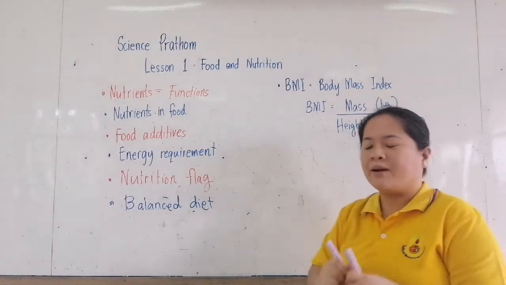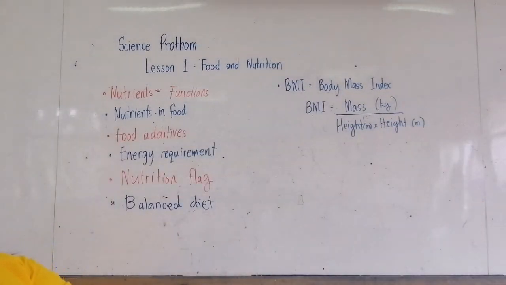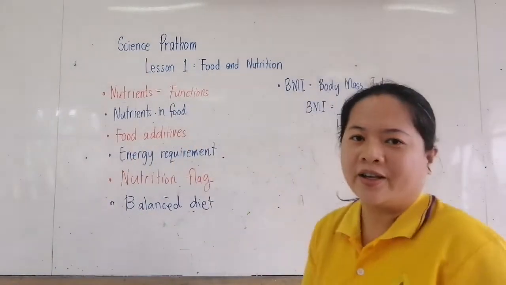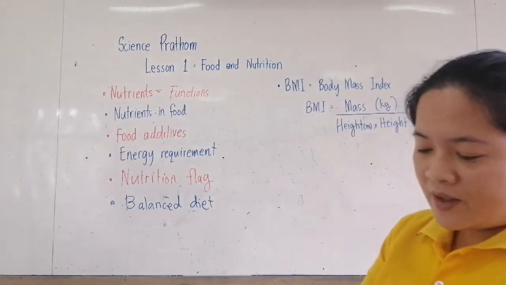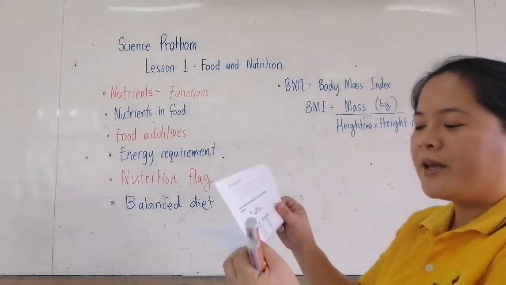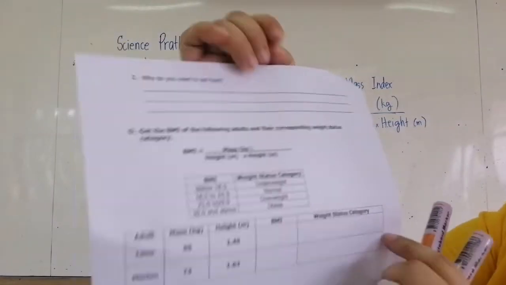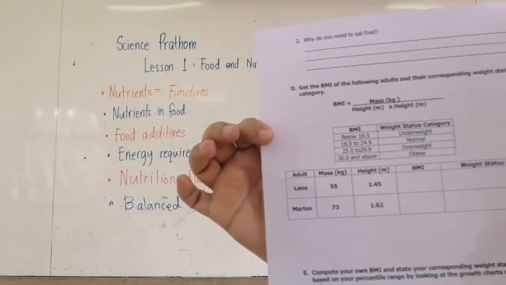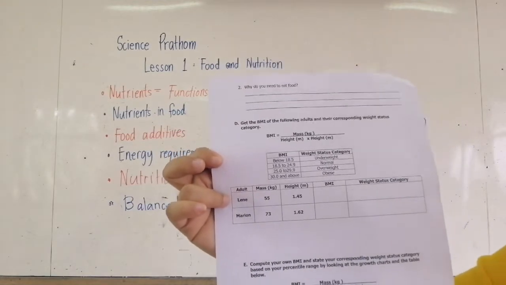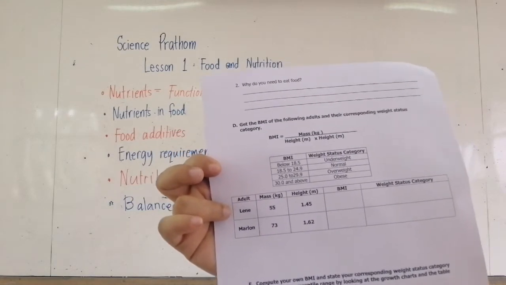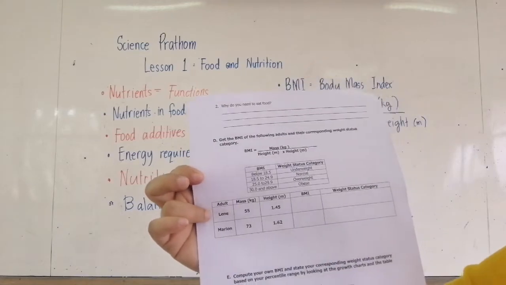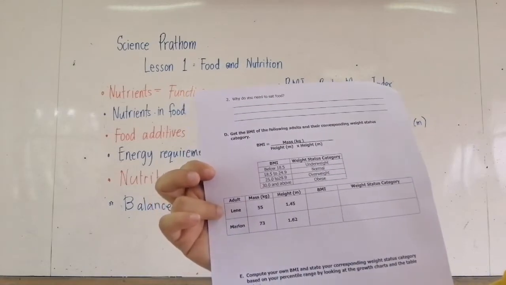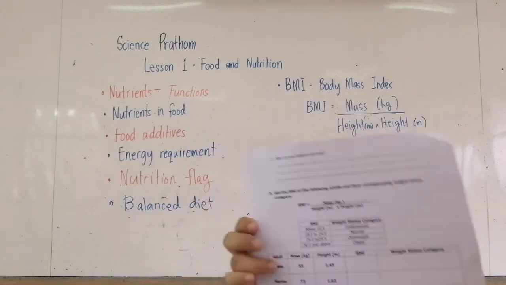When you get your BMI, you can check your weight status category. This is for adults. If your BMI is below 18.5, you are underweight. If your BMI is 18.5 to 24.9, you are normal. 25 to 29.9, you are overweight, and 30 and above, you are obese. So this is for adults.